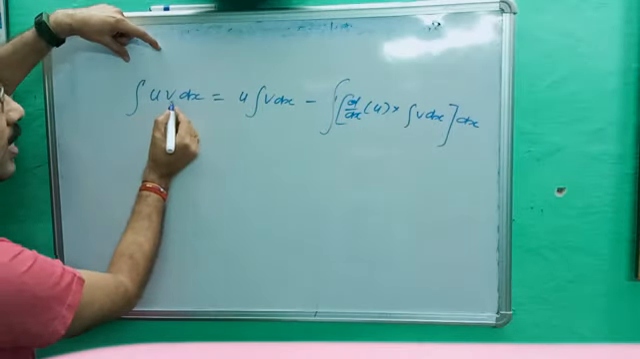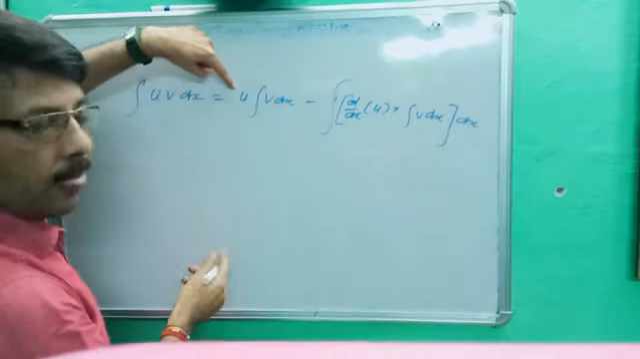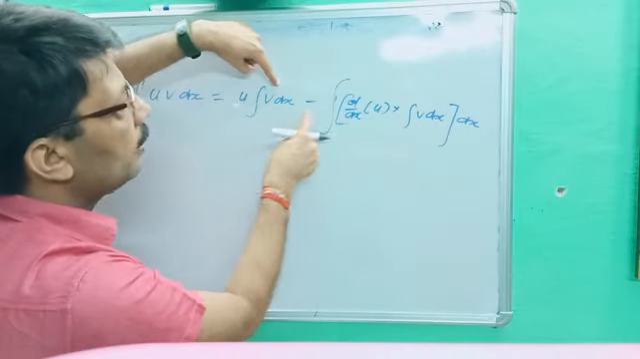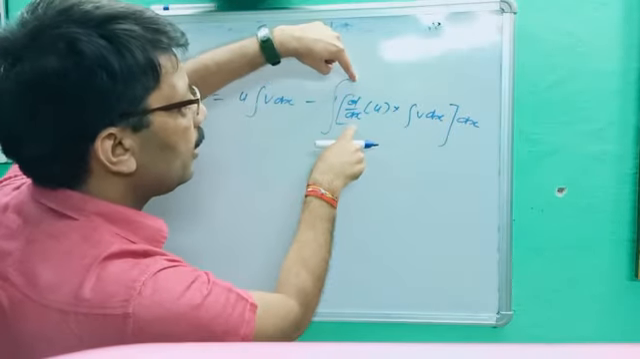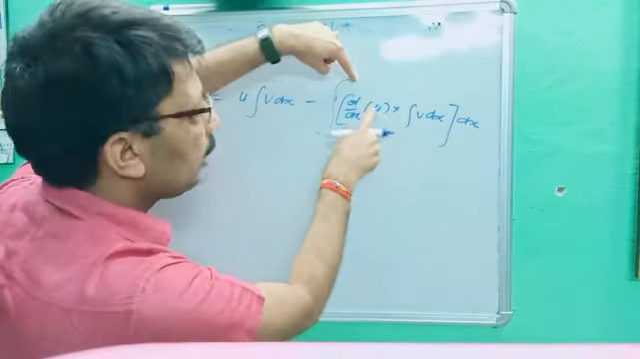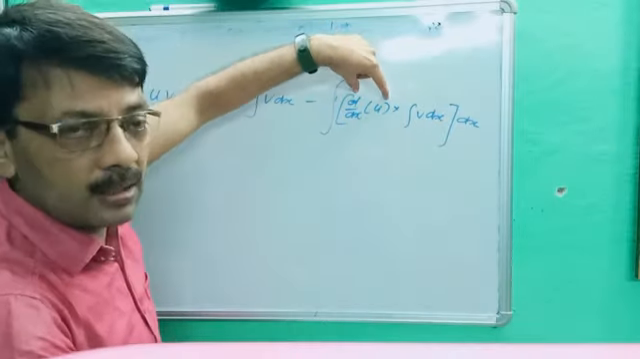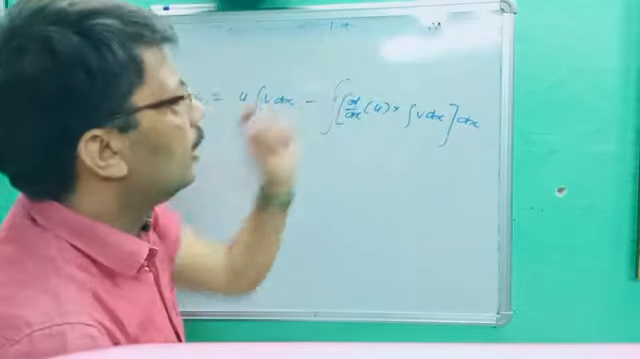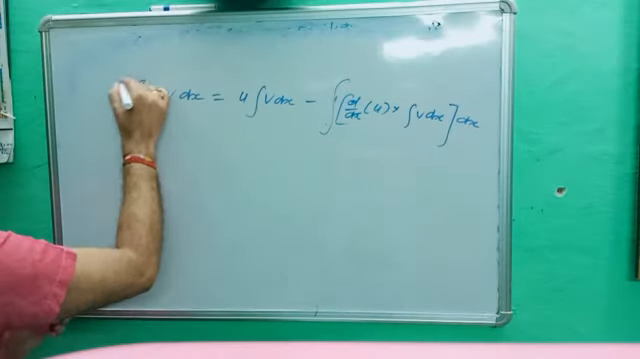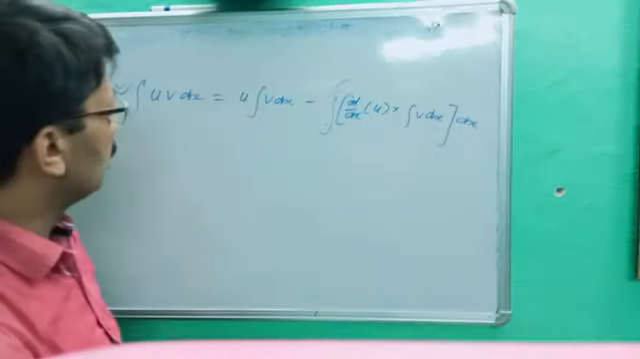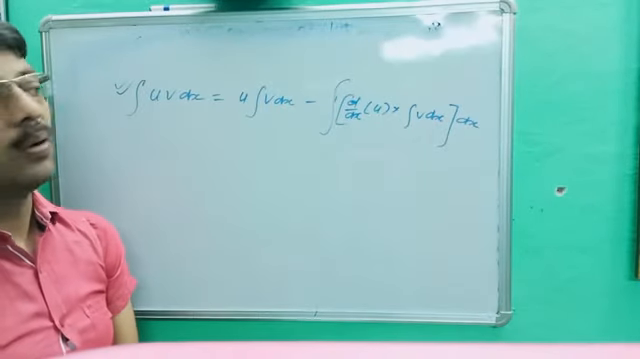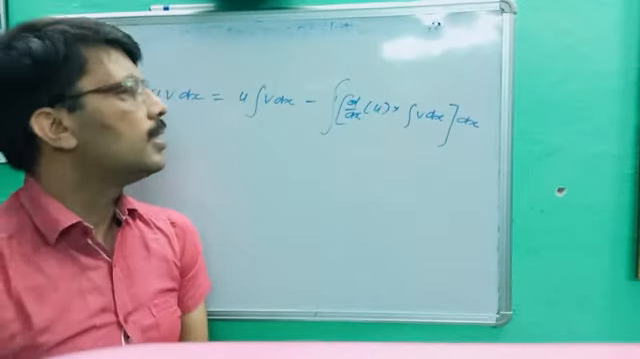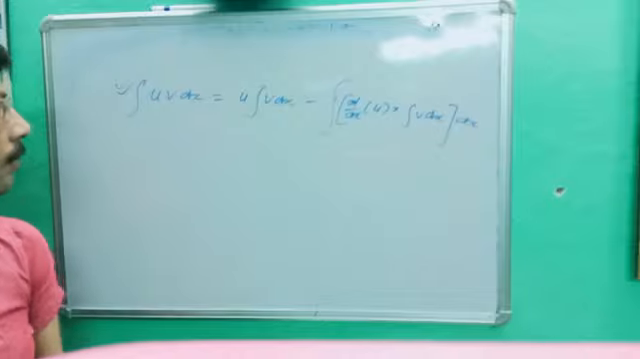Once again, u v dx is equal to first function into integration of second function minus integration of d upon dx of u. It means you have to differentiate u, multiply by integration of v dx, the whole integration. So this is all about your integration by multiplication. Okay, so that's all for today. Next day we will do some numericals based on this.